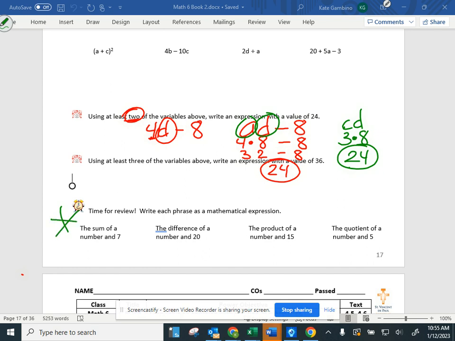Then at the bottom, review time. So you're going to review stuff that we have been talking about. Make sure you remember how to do that.